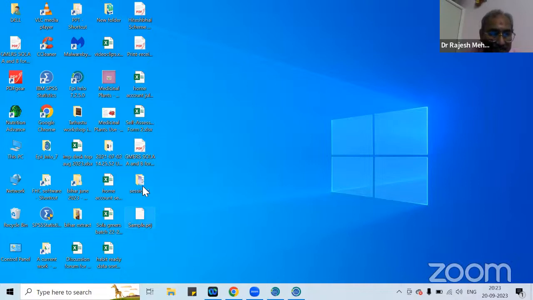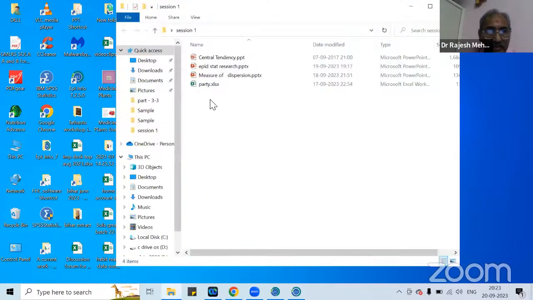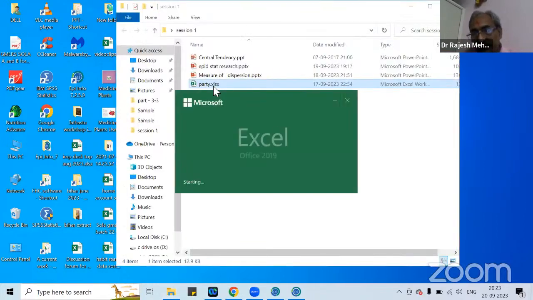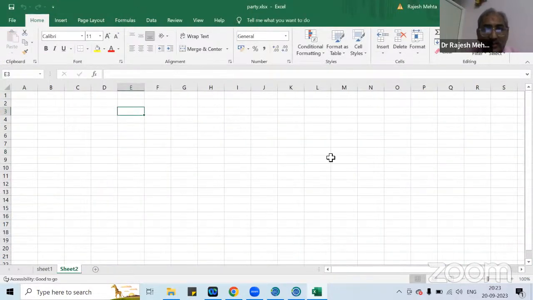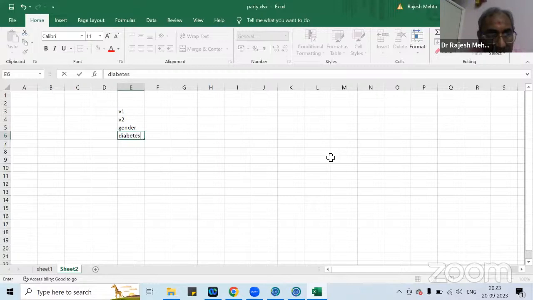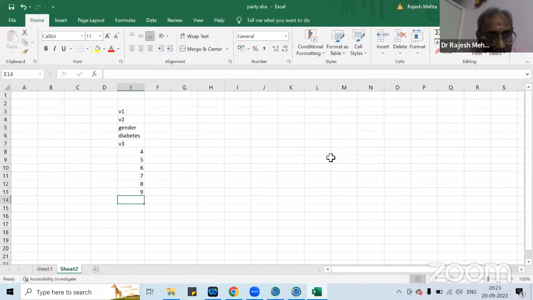Let me open this Excel file so that I can just tell you. This is very important for those who have yet to do dissertation work, or you are doing some research work. So the variables are V1, V2, or you can say gender, or diabetes, variable V3, like that. 4, 5, 6, 7, 8, 9. These are the variables. 10. And let me remove this gender and diabetes to make it simple.